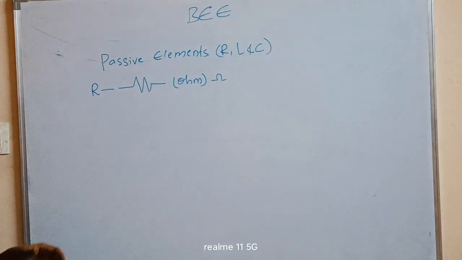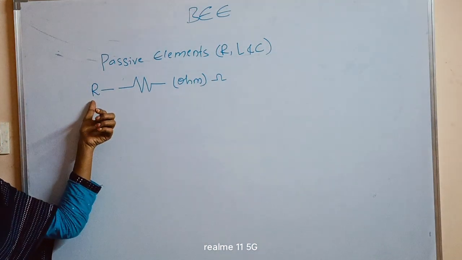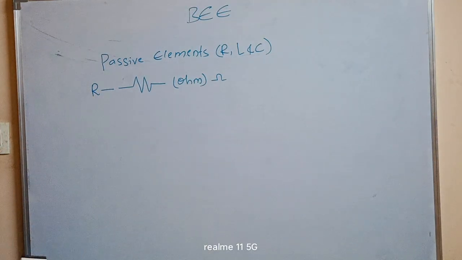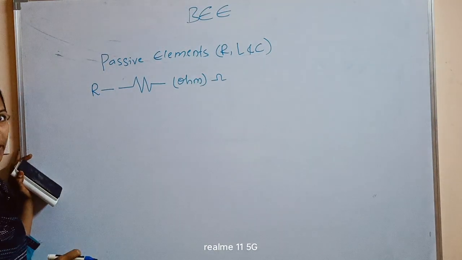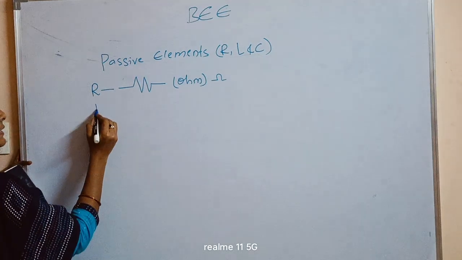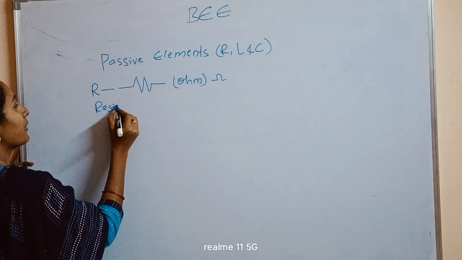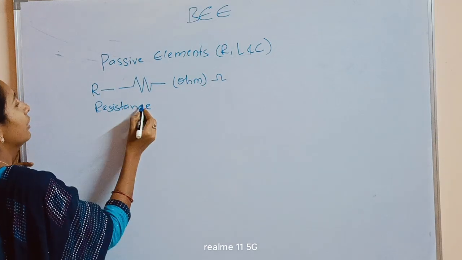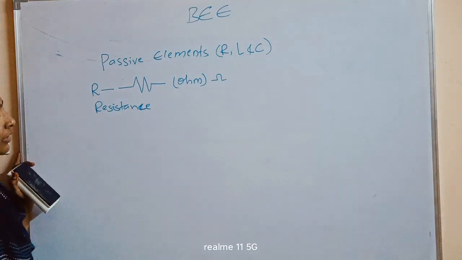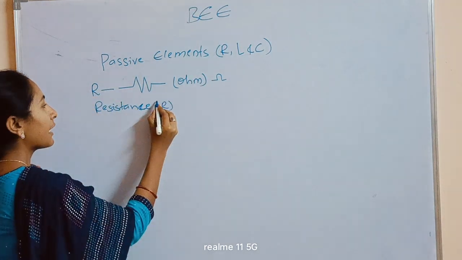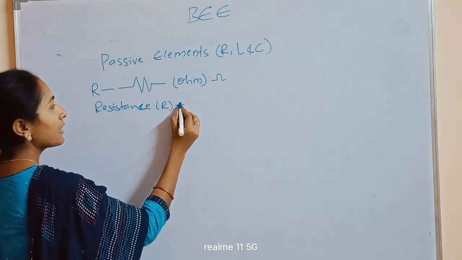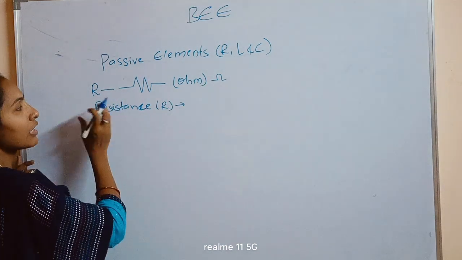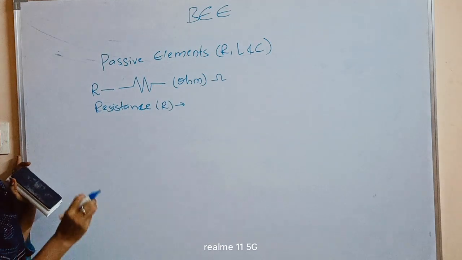It is a passive element which always opposes the flow of current. It has a property, that is nothing but resistance. Resistance is a property of a resistor. It is also denoted with the letter R. It is the property of a resistor which always opposes the flow of current.